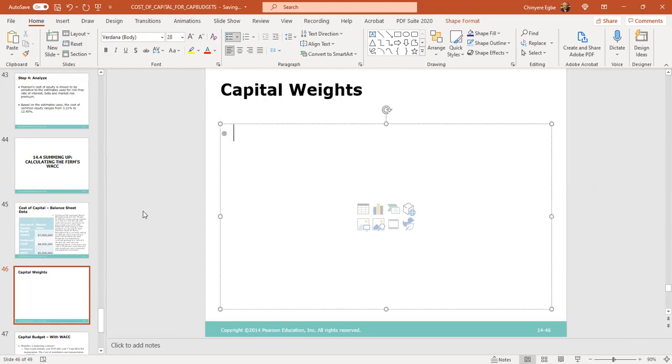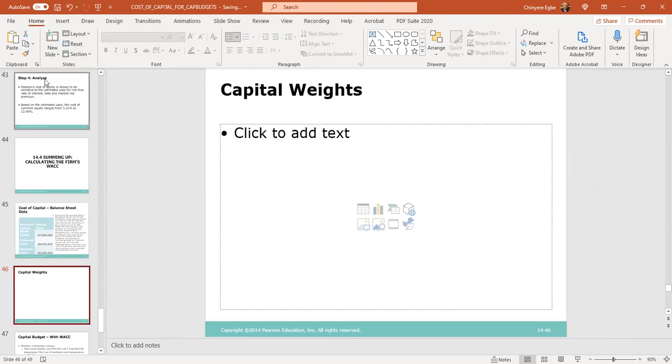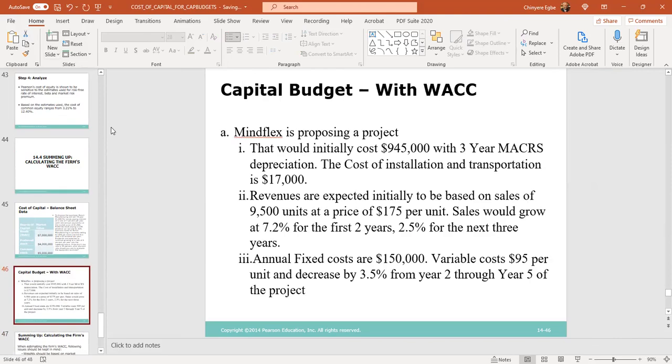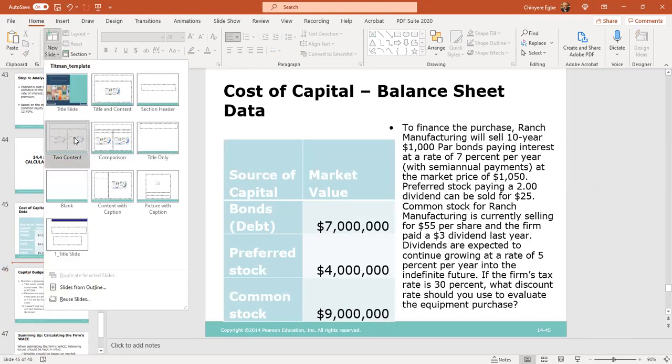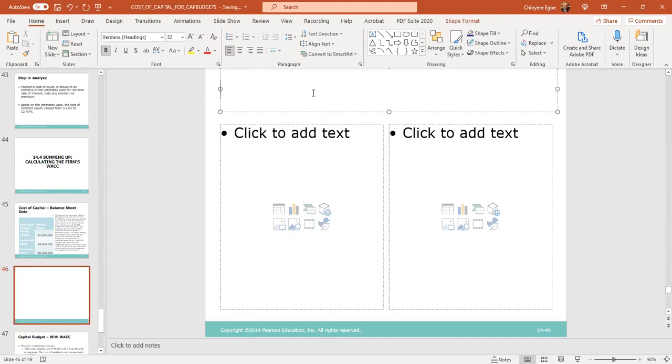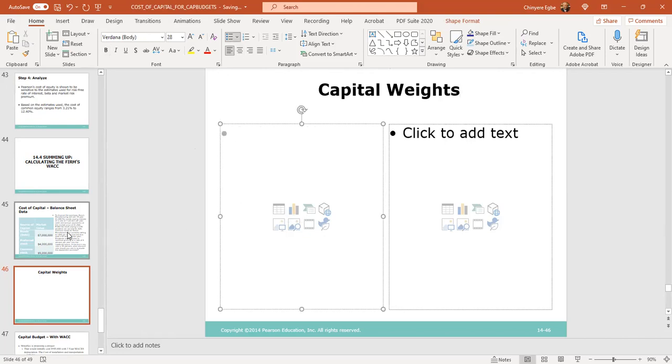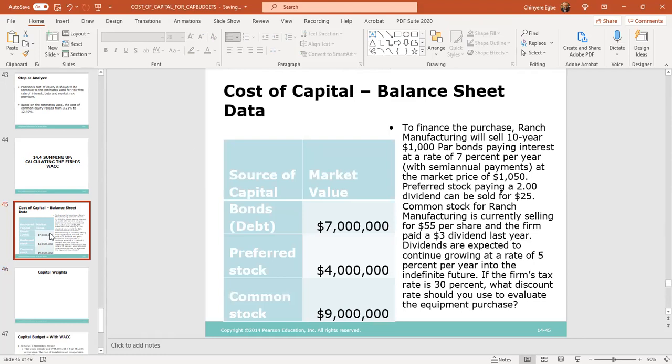Capital weights. All right. So I'm going to use the information here, 7,000, bond 7, preferred 4, comma 9.